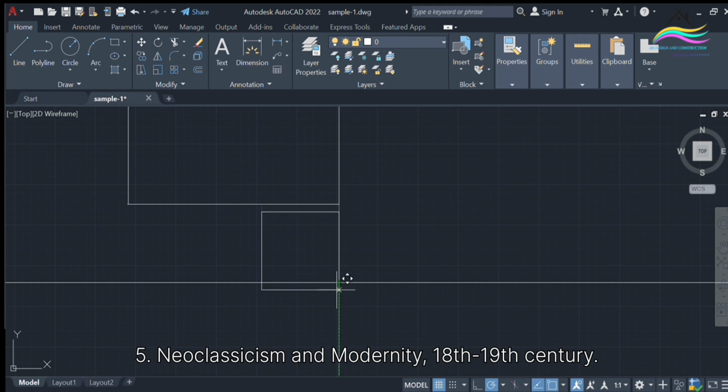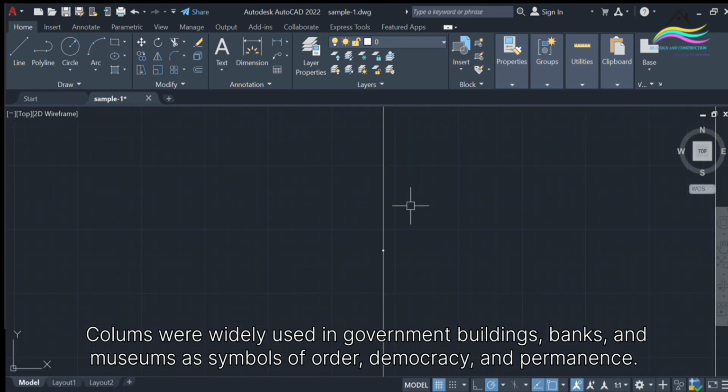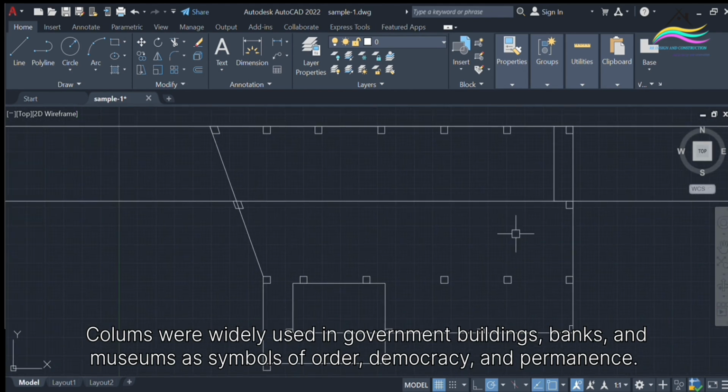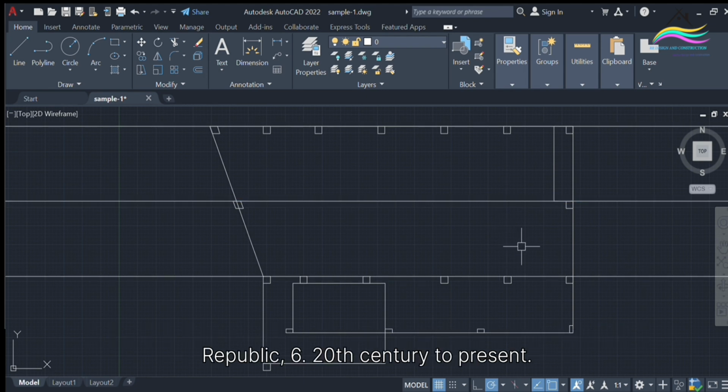5. Neoclassicism and modernity, 18th to 19th century. The 18th century Enlightenment renewed interest in Greco-Roman forms, leading to neoclassicism. Columns were widely used in government buildings, banks, and museums as symbols of order, democracy, and permanence. In the U.S., for example, Jeffersonian architecture incorporated classical columns to reflect ideals of the new republic.